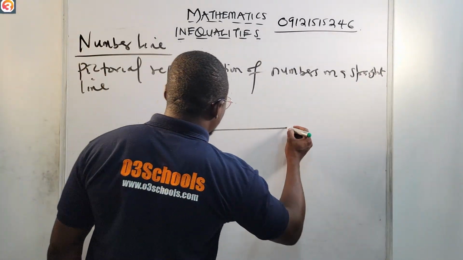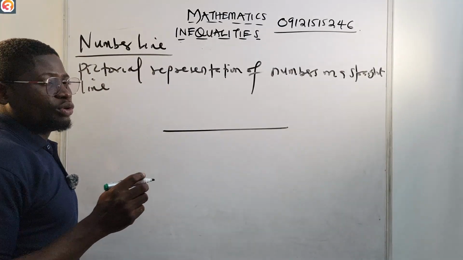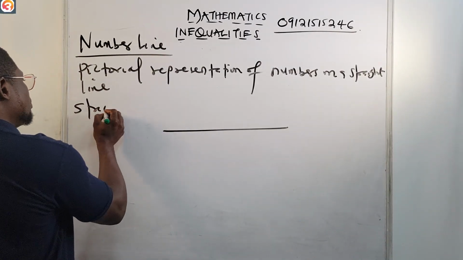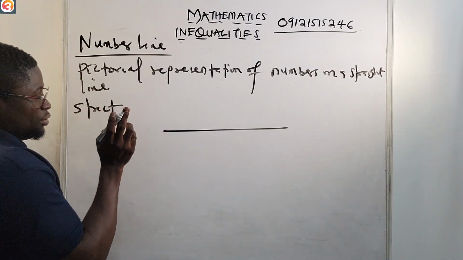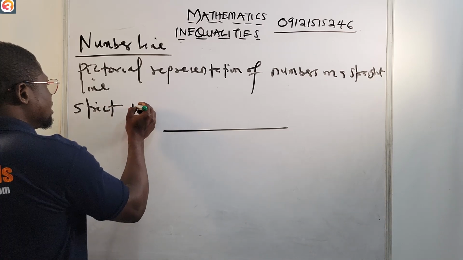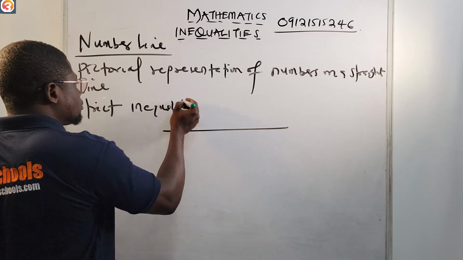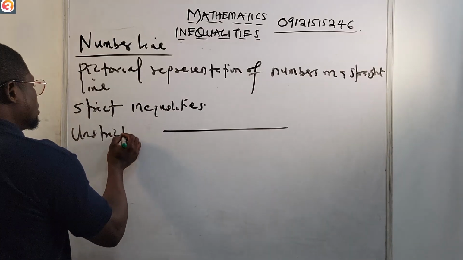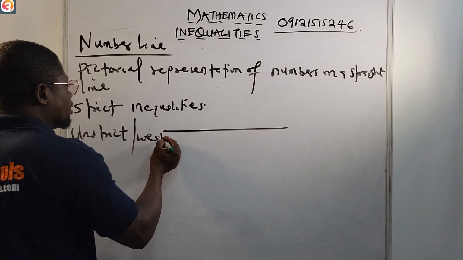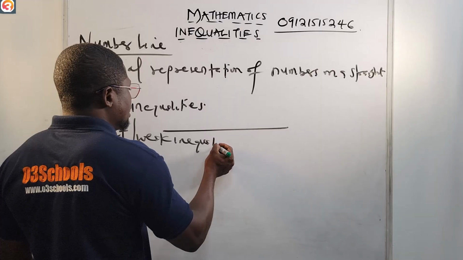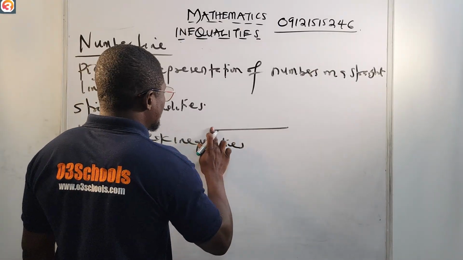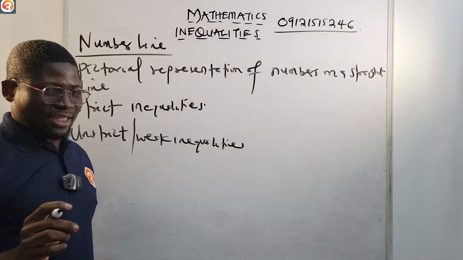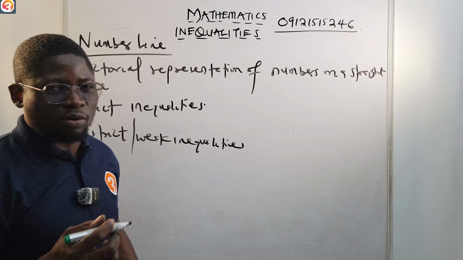So, for example, it's a number line. In this case, we have something we call, we have already been introduced. What I didn't tell you, we have something we call strict inequalities. Then we have the ones we call non-strict or weak inequalities. Okay? So among our inequality signs, we have the ones we call strict inequalities.